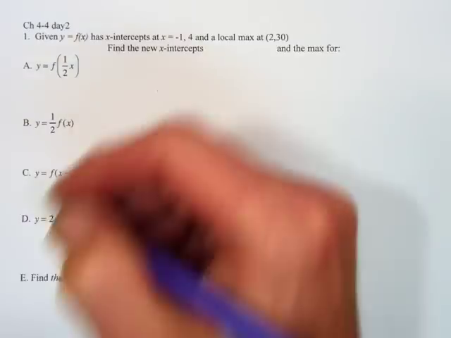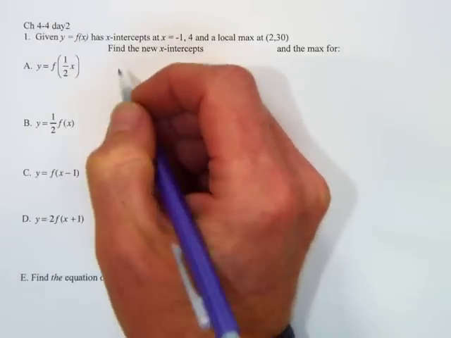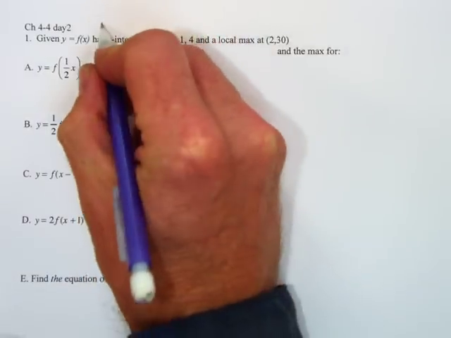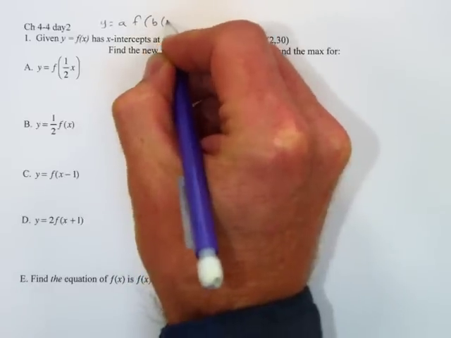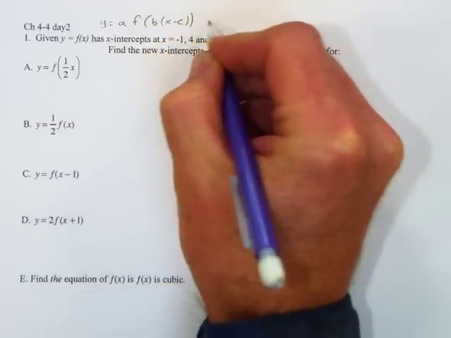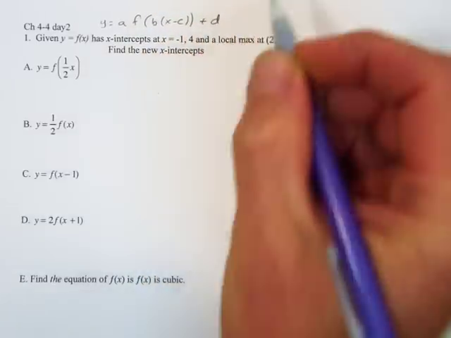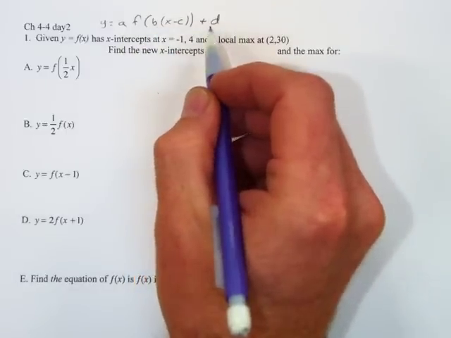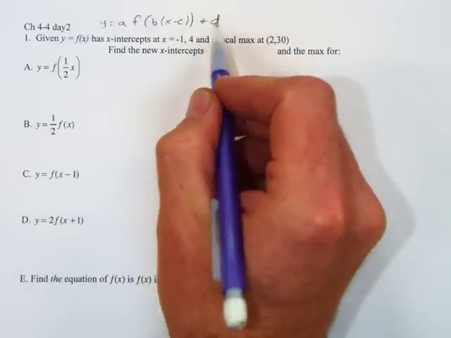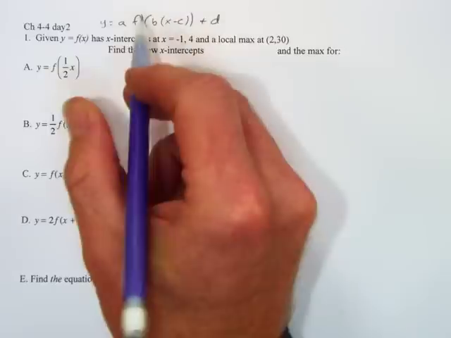We're doing day 2 of our function transformations. Recall that we were looking at y equals a f of quantity b times the quantity x minus c, close that, all plus d, and what effect a, b, c, and d had on the graph. Although I think we called these h and k, it doesn't really matter.